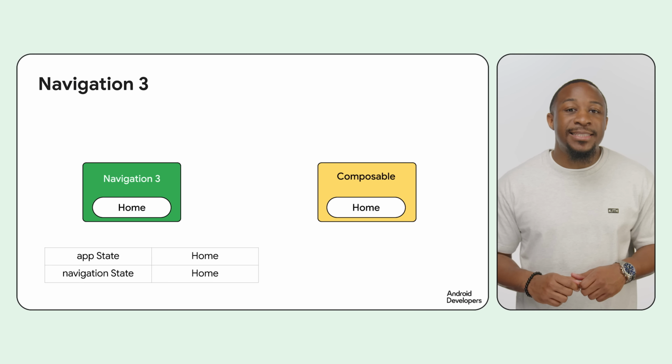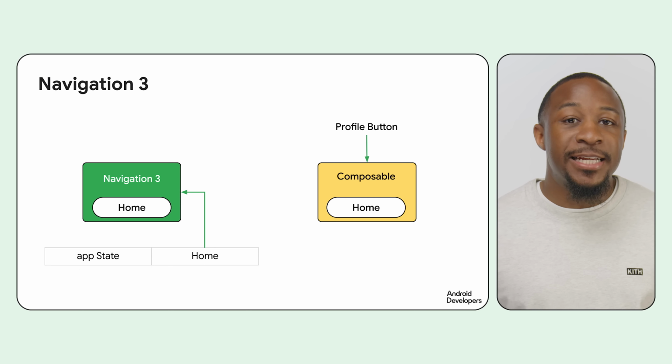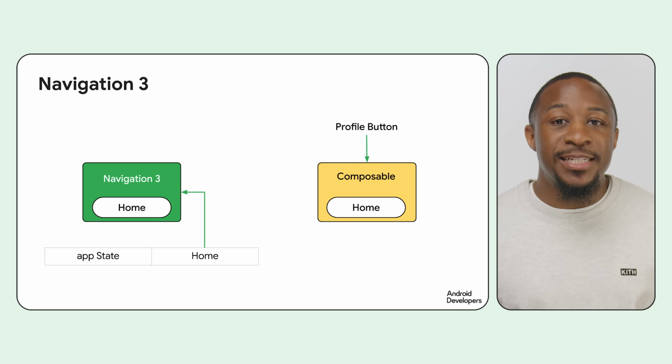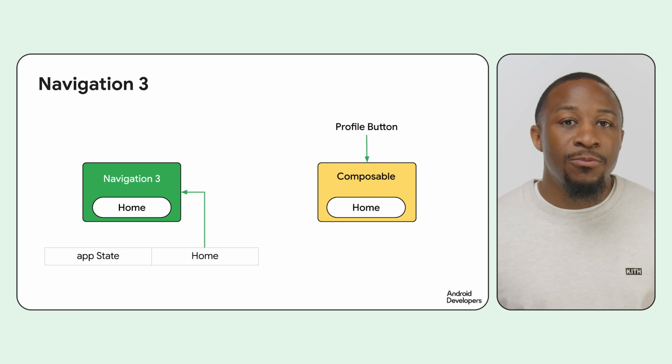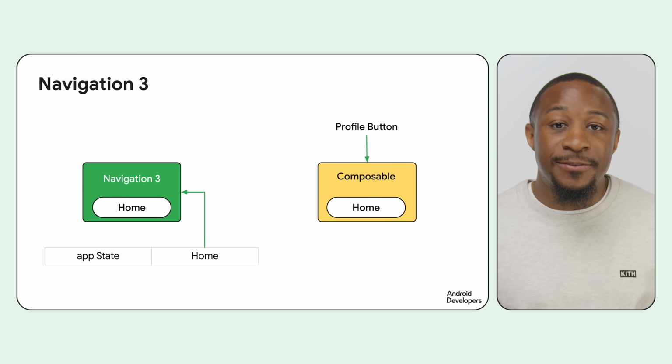Now, let's take a look at this same case using the state-based library like Navigation 3. We will walk through the steps keeping up with the states in the same way as the previous example, except here, the library just always reflects the app state. We follow the same pattern, except for this time, when the profile button is pressed, instead of waiting for an event, Navigation 3 is observing the app state directly.